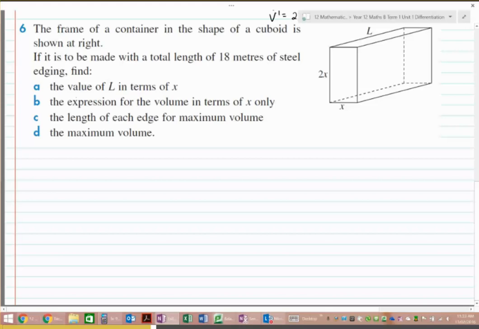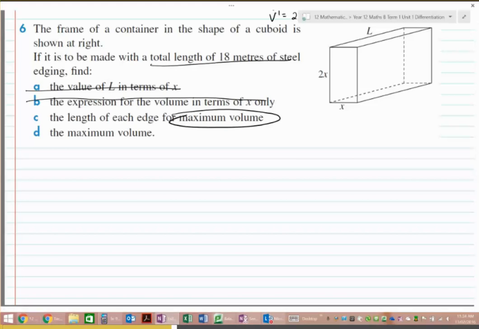Okay, so again, there's all of these different parts to it. You'll never be given these parts in a question in an exam. You'd probably just be given part C and D. If it's to be made with a total length of 18 meters of steel, find the length of each edge for the maximum volume. Okay, trying to optimize volume.